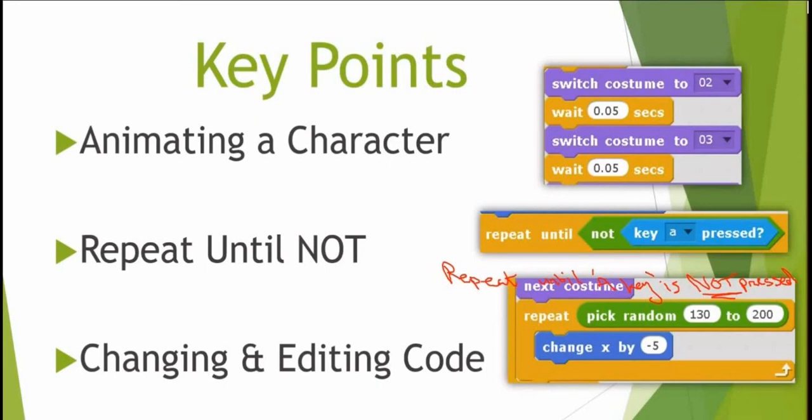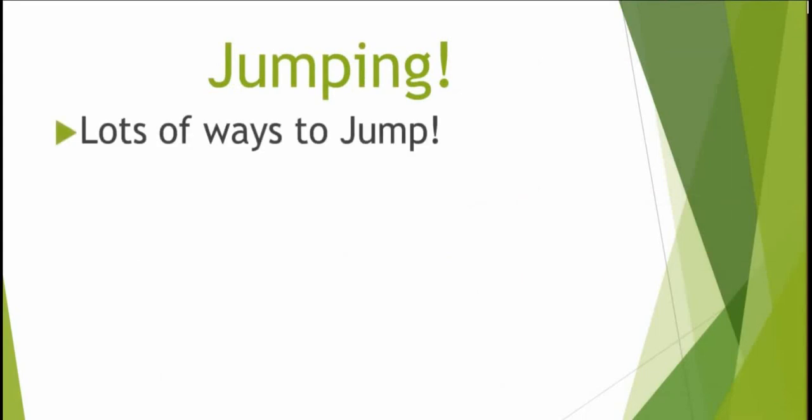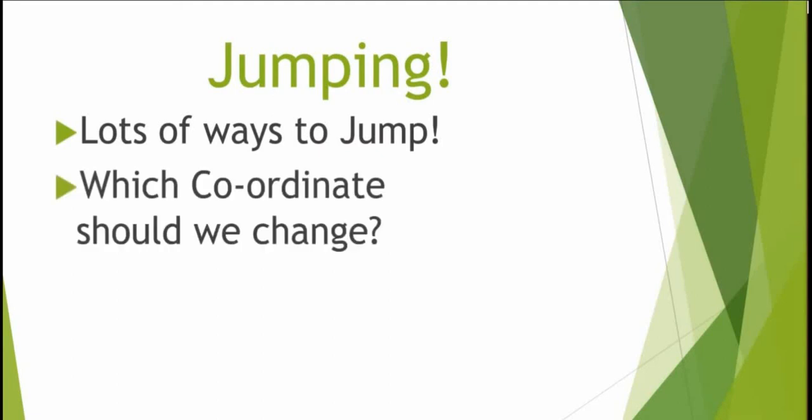But now, just before we go, we have just enough time to cover one of the main topics, and that is jumping, guys. We're going to be looking at a lot of the jumping today. Lots of different ways to jump in Scratch. One of the main things we need to focus on when we're jumping is what coordinate we're going to be changing. So if you guys already have a good idea, and I'm sure you do, type it into the chat box now. Do we know which coordinate needs to change if we're moving up and down?